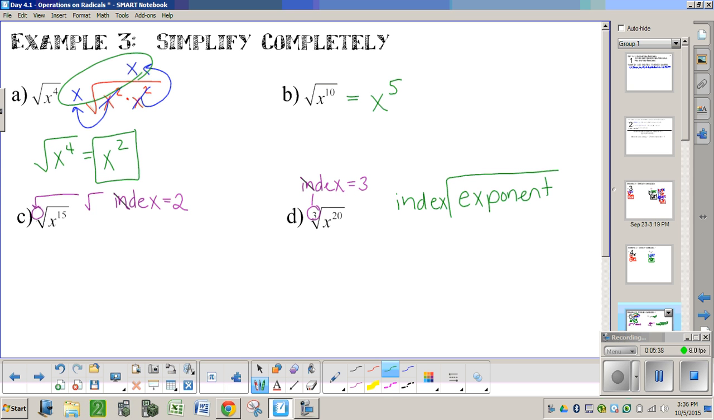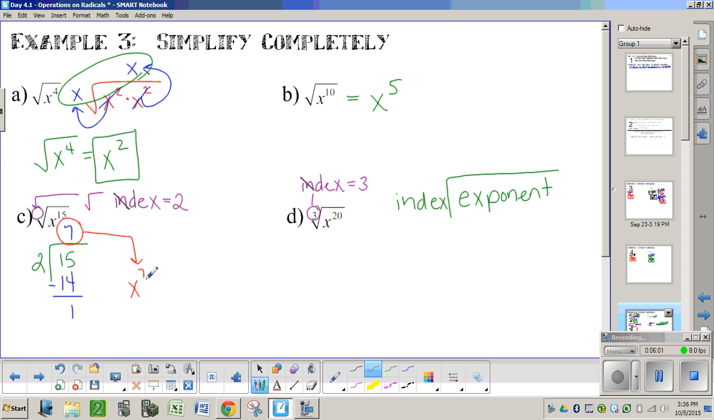So in this case, I'm going to do 2 into 15. Well, 2 goes into 15 7 times. Multiply that, that's 14. Subtract, we got 1 left over. So here's how you write this in simplified form. However many times the index went into the exponent, that goes on the outside of your radical.